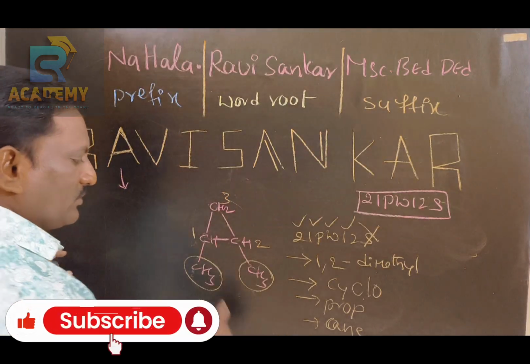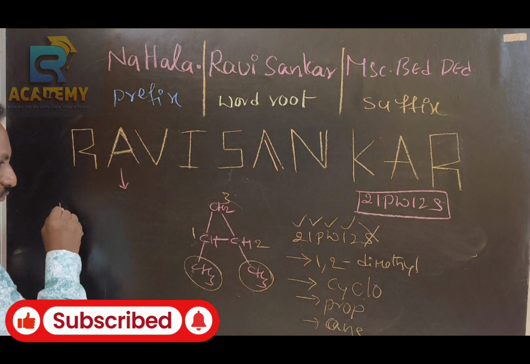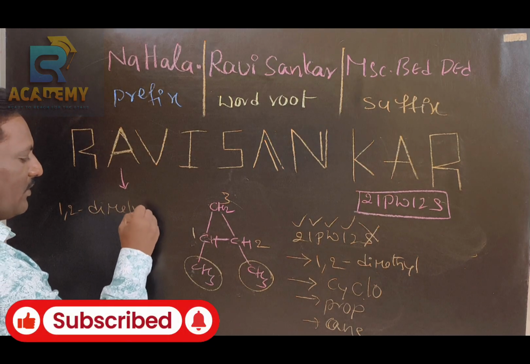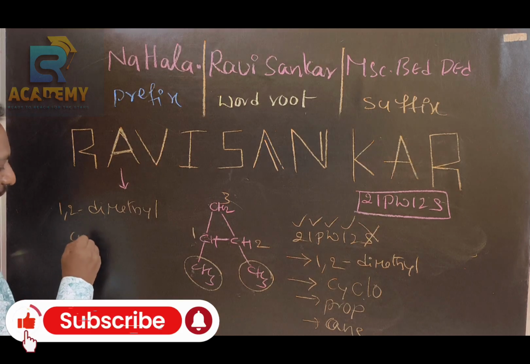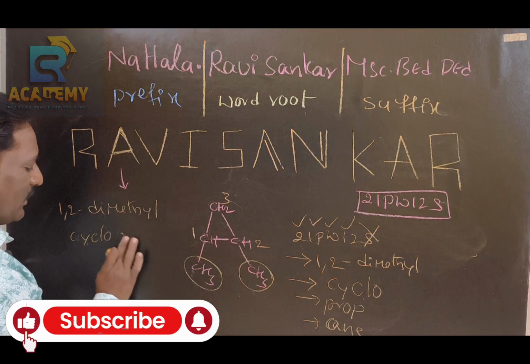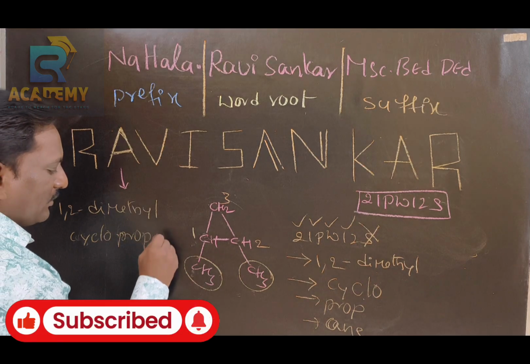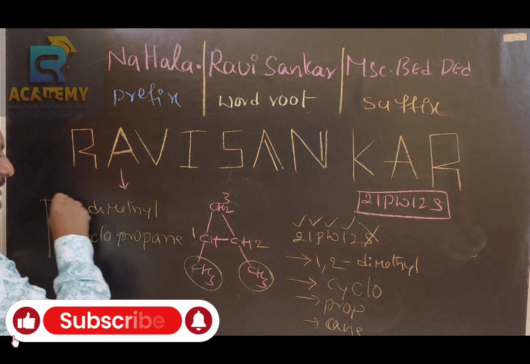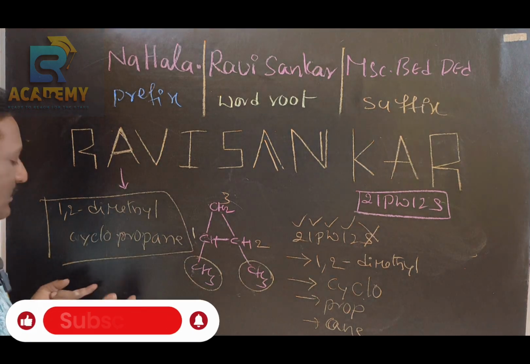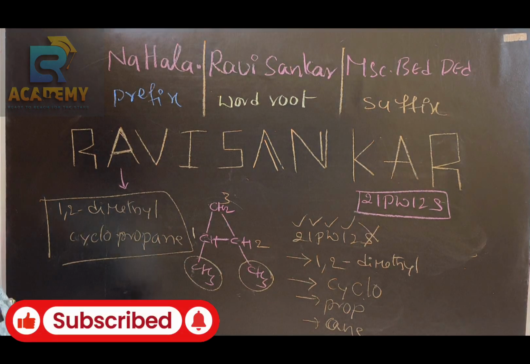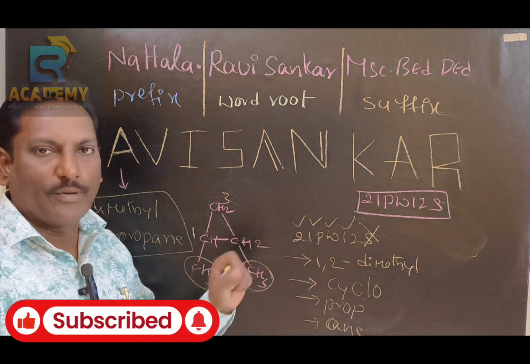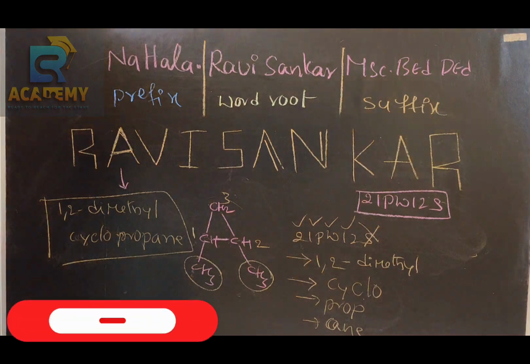Strike out. So now completely you should write 1, comma 2 dimethyl cyclopropane. You should write continuously, but I have no space, so that's why I have written like this. So 1, comma 2 dimethylcyclopropane. Make a note.